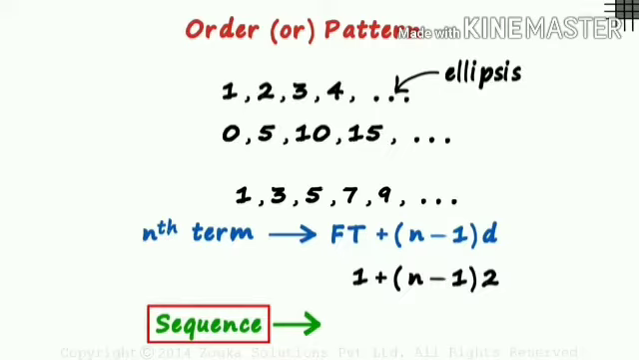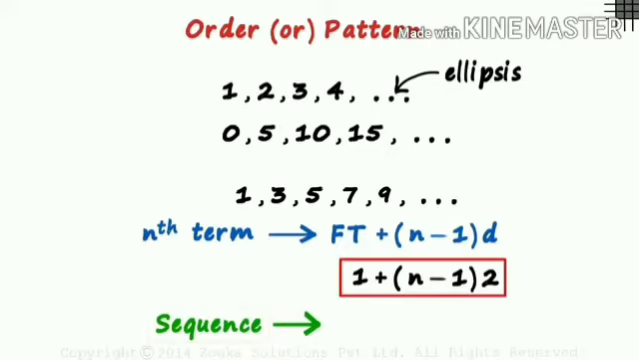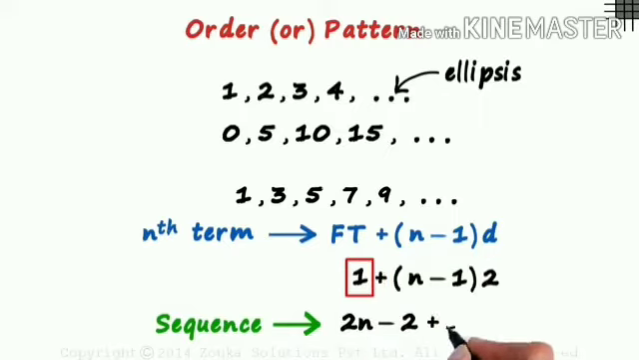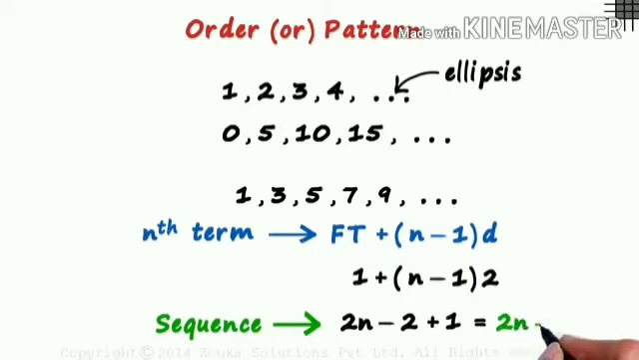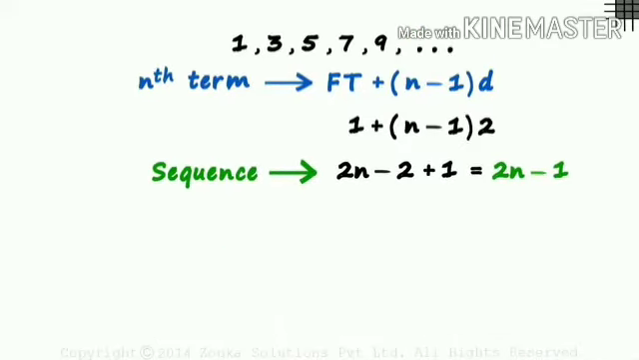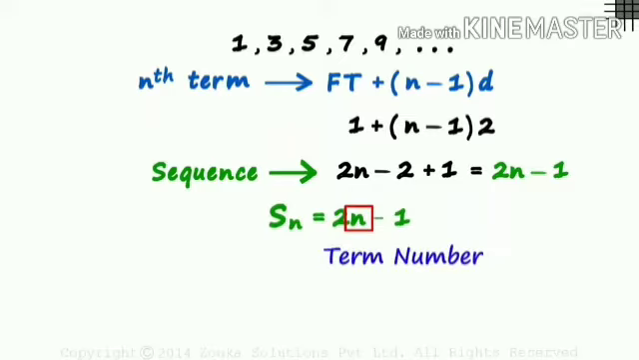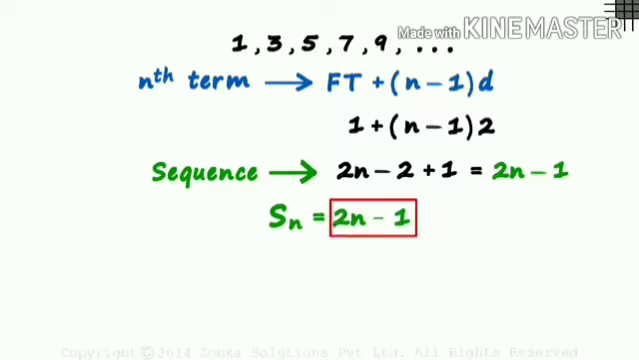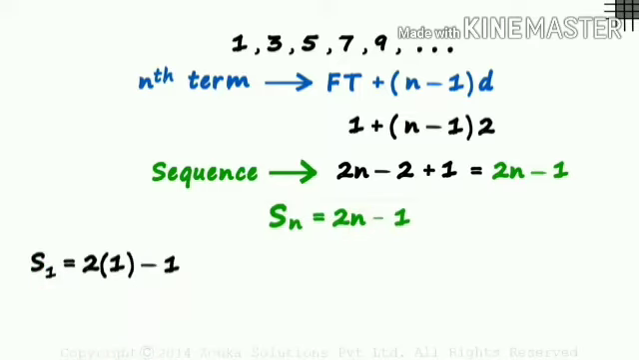How do we define a particular sequence? We just solve this further. Expanding this gives us 2n minus 2 and we add the 1. This gives us 2n minus 1. Here, n takes the value of all natural numbers. Don't forget, n is the term number. If we call this sequence S, the first term of the sequence will be written as S1. To find the first term, all we do is substitute 1 in place of n. We get 2 times 1 minus 1, and 2 minus 1 gives us 1.